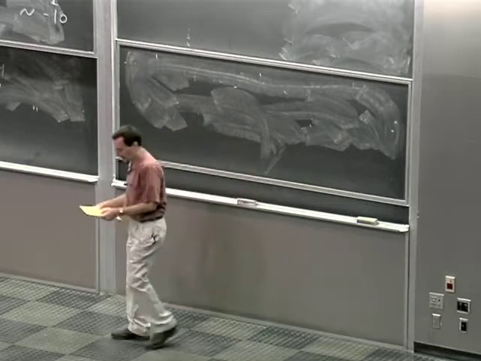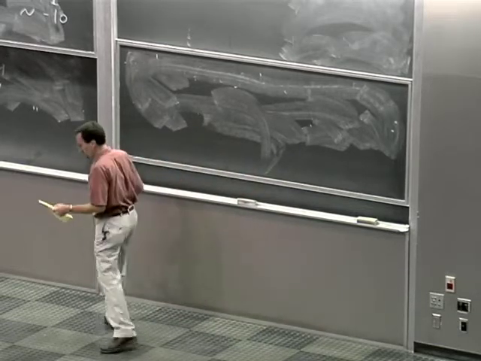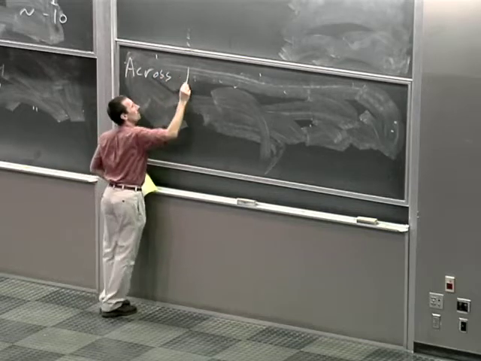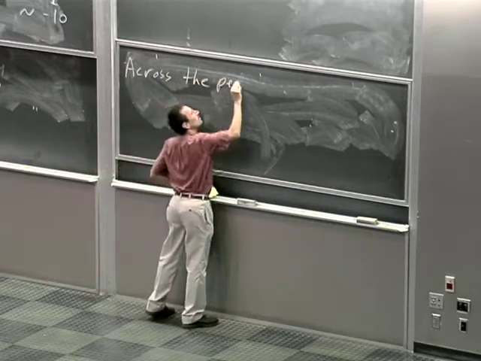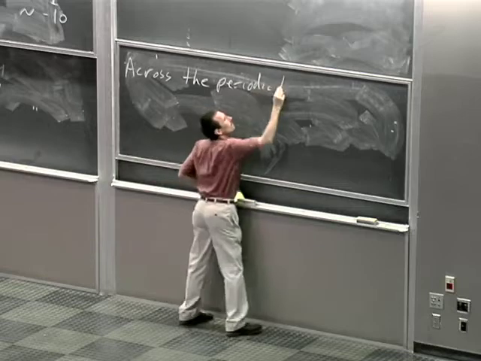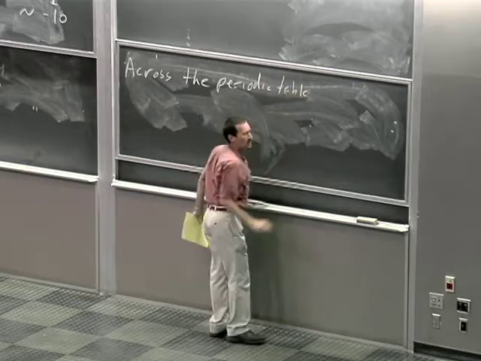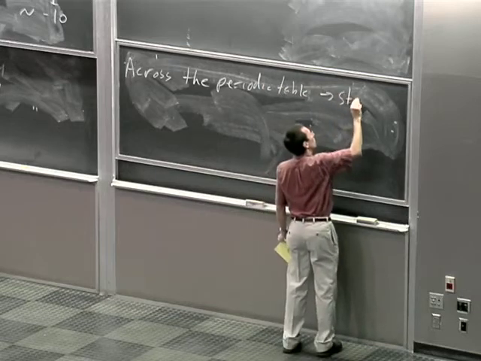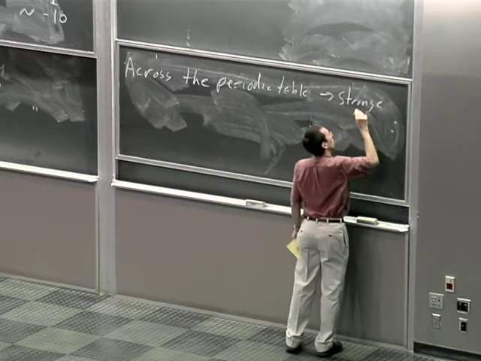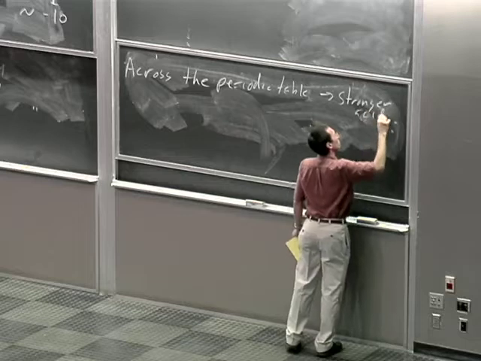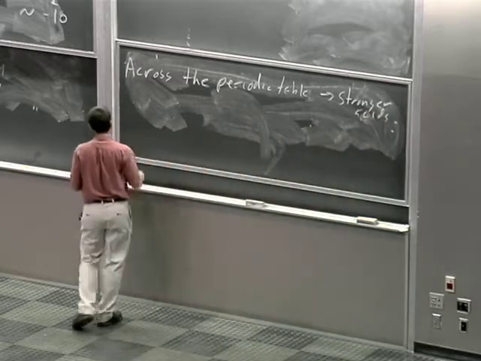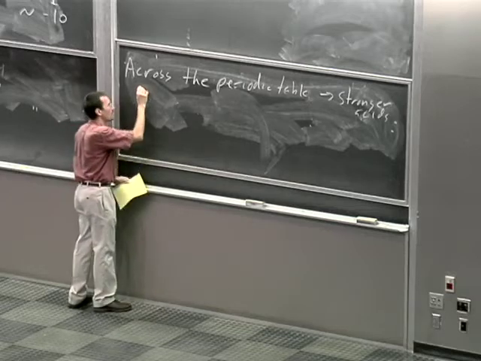That's down the periodic table. Across the periodic table, as you move across the periodic table, you also get stronger acids. And we saw this trend. Just move across the first row. The trends are pretty big.